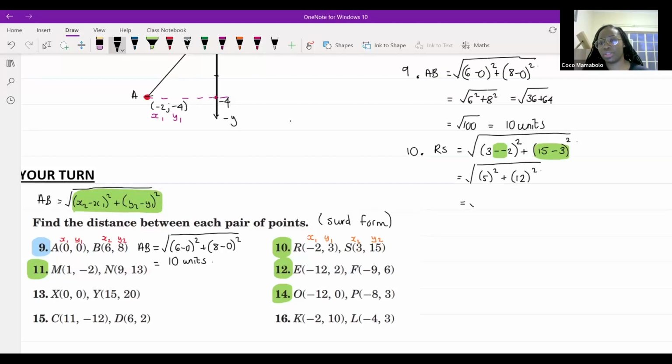And then we just need to find the answer from here. 5 squared would give me 25, plus 12 squared is 144. And that is the same as, let me put it over here, 25 plus 144, which is 169. Good. And then the square root of 169 will just give us 13. 13 units. There we go.